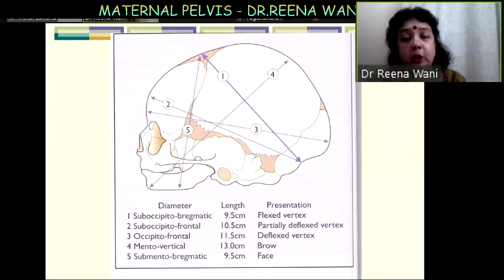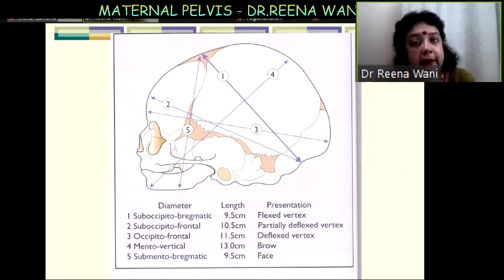So if you're asked a question, what is the management of brow in early labor? You will actually say that you will look for factors which go against having a normal delivery. If everything else is fine, you can just observe and see, because the brow may flex completely and become vertex, or extend and become face, in which case normal labor or vaginal birth is possible. But if not, then the answer is cesarean section.